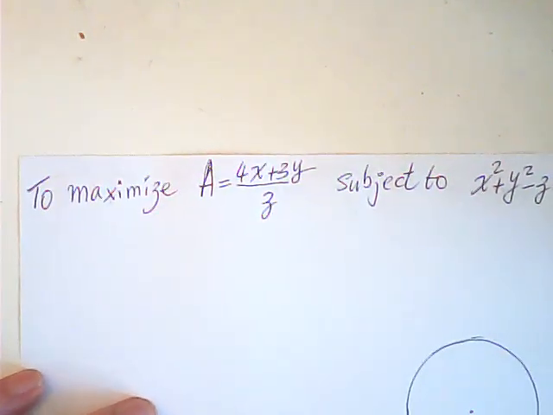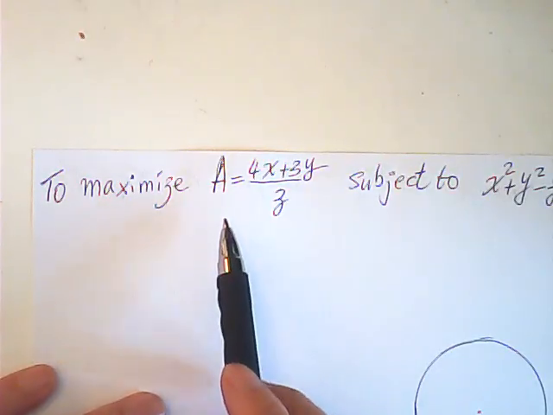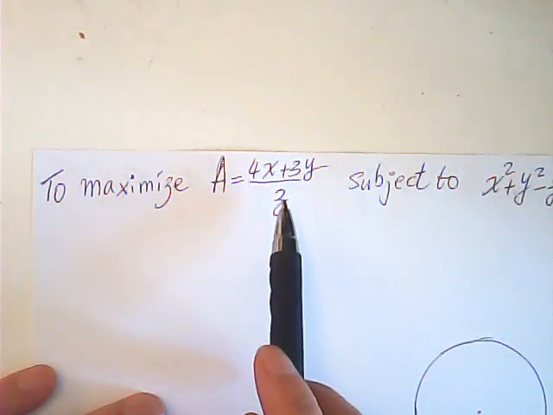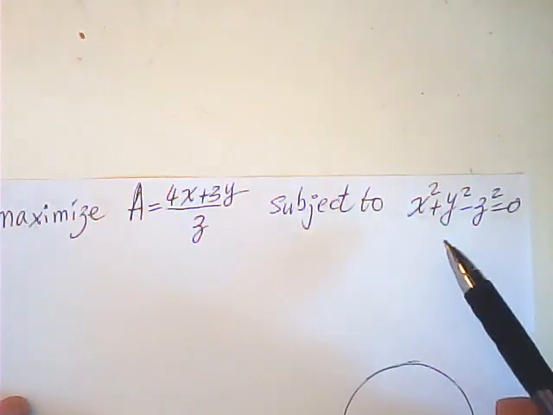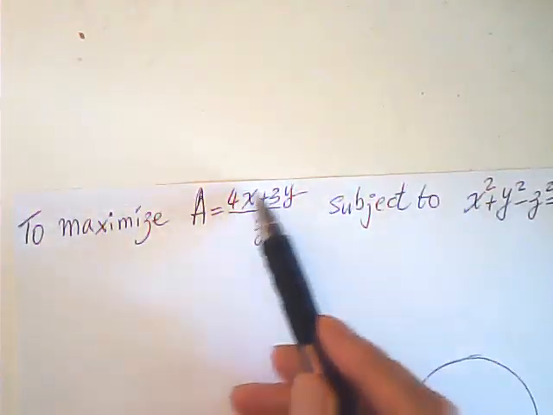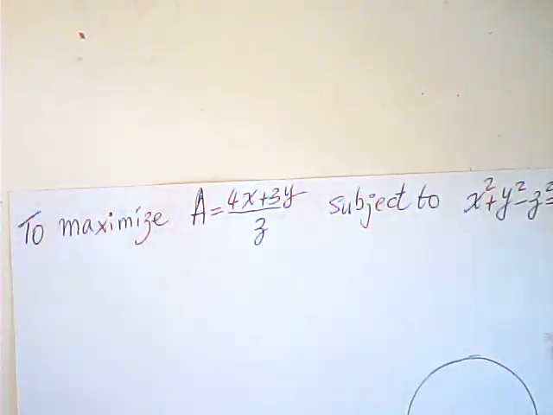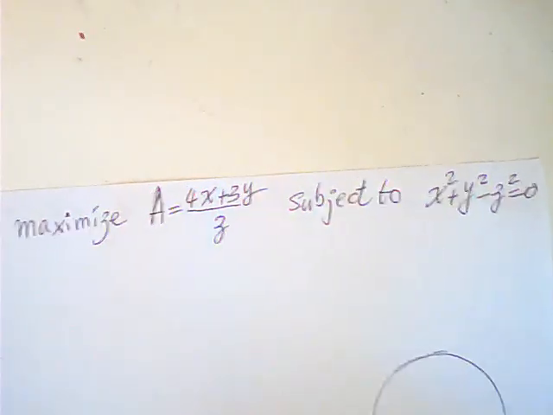Here is an interesting question. To maximize A, which is equal to (4x plus 3y) over z, subject to x squared plus y squared minus z squared equal to 0. So this is our objective function. This is our constraint condition.